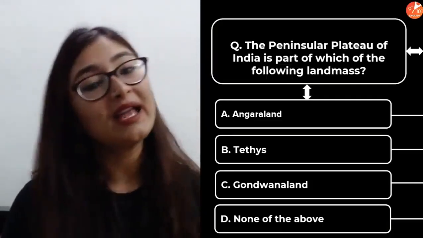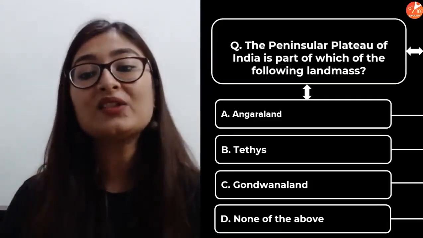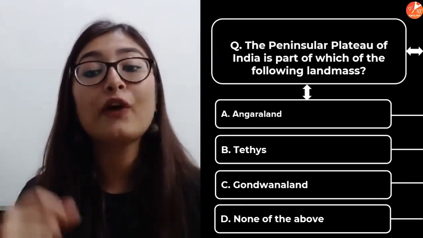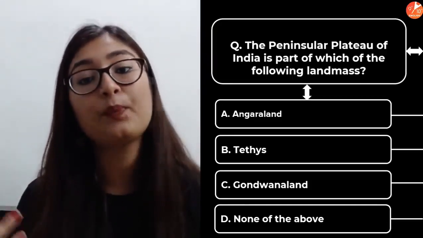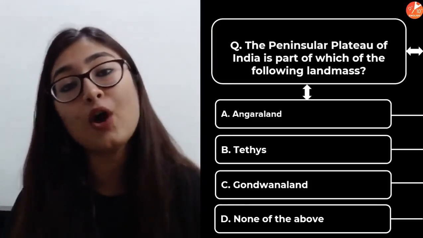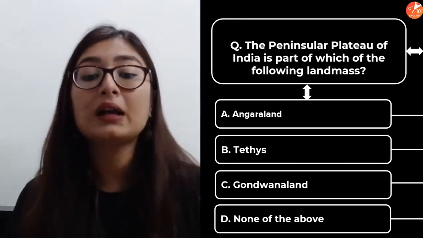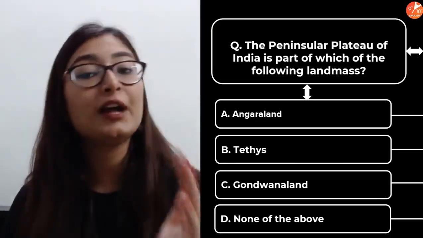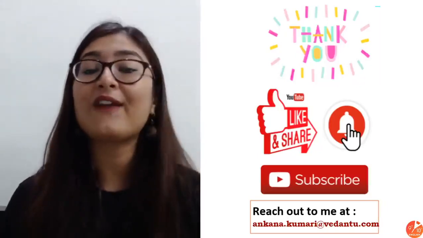Now let's quickly look at your homework question. The Peninsular Plateau of India is a part of which of the following land masses? Which part, the plateau was a part of which of the following land masses? Angara land, Tethys, Gondwana, or none of the above. And with this, we have come to the end of the session.